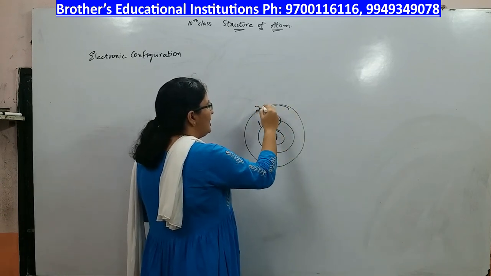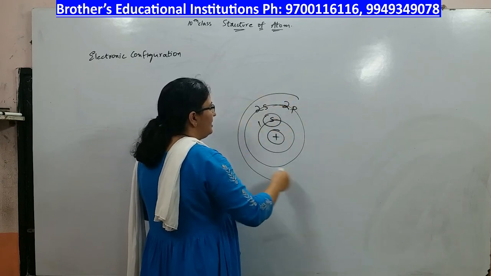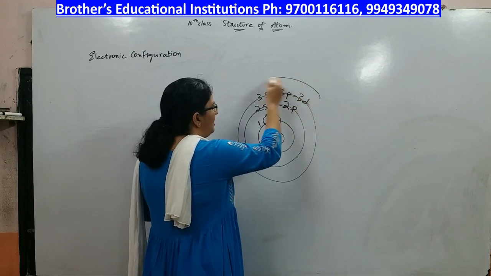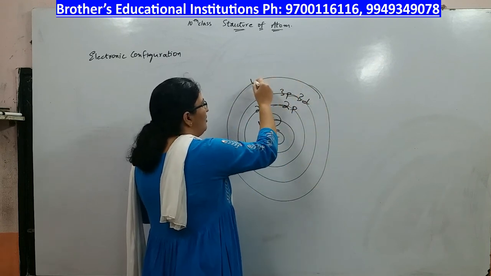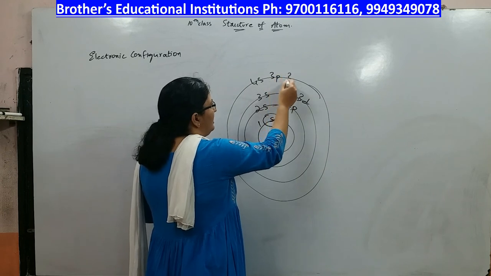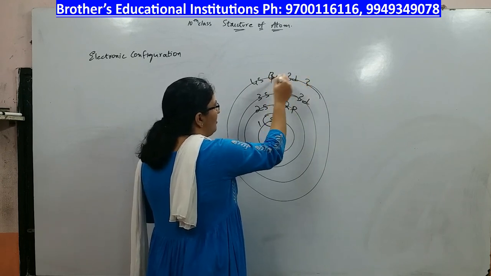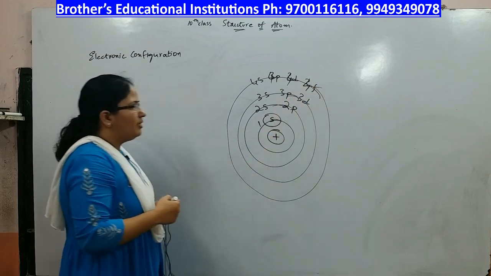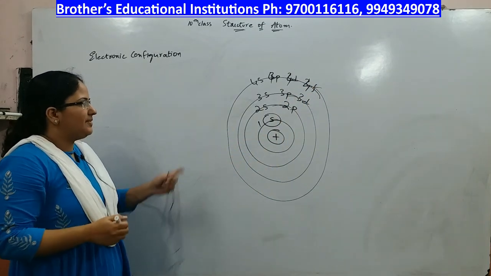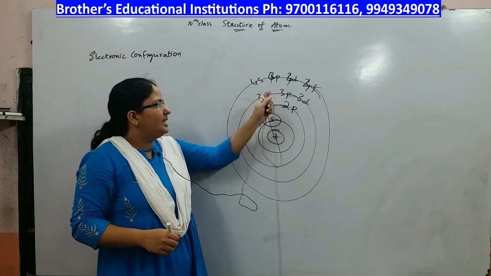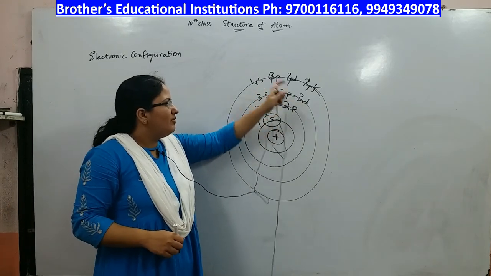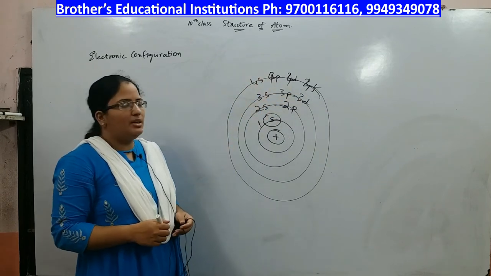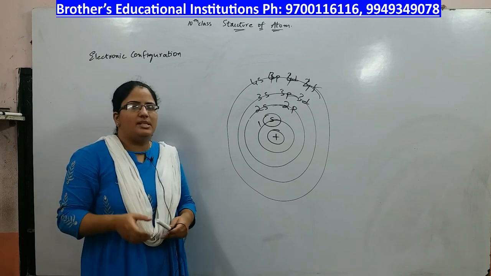In the second shell you have 2s, 2p. In the third shell you have 3s, 3p, 3d. In the fourth shell you have 4s, 4p, 4d, 4f. The first shell is 1s, second shell is 2s, 2p, third shell is 3s, 3p, 3d, fourth shell is 4s, 4p, 4d, 4f. This is how you have the orbitals in the various shells.